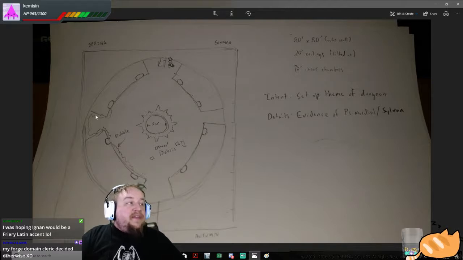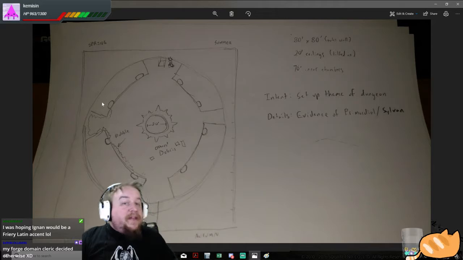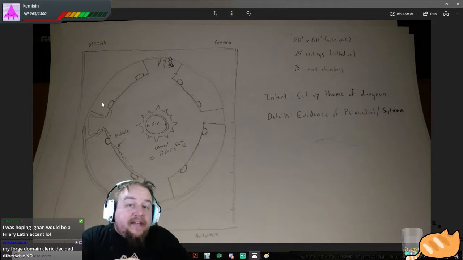You can set up the themes if you want to put in a riddle, an inscription, if you want to play certain music. This is your chance. This is your setup phase for your dungeon.